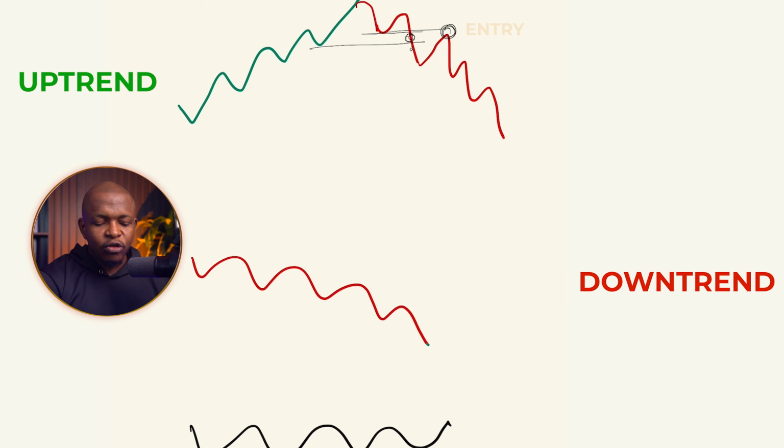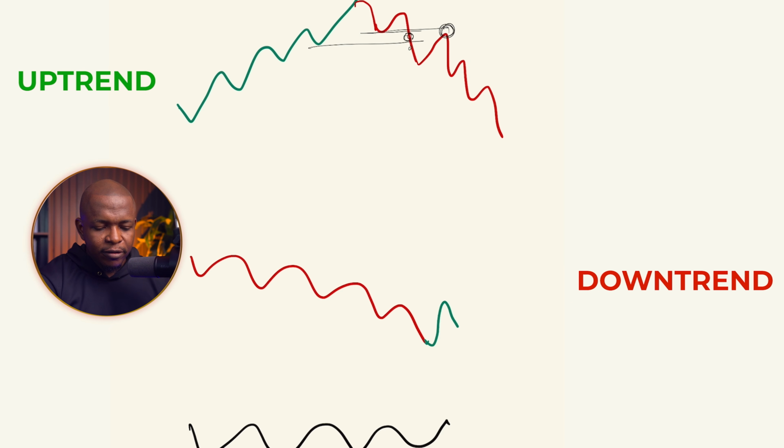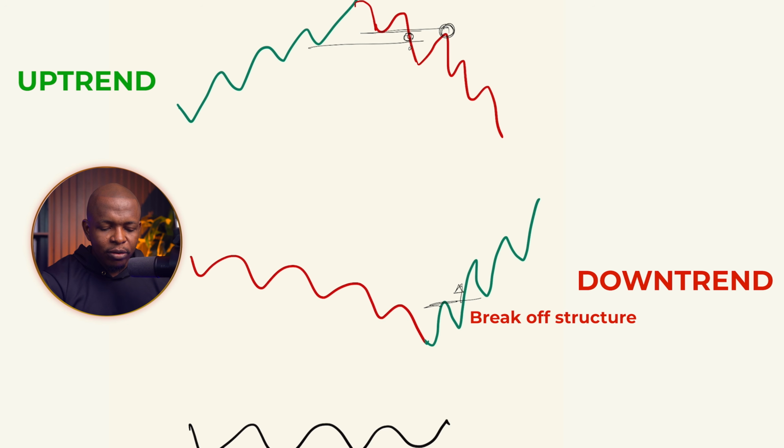The same for the downtrending market. If it does this, then we'll call this point. When it crosses this point here, we'll call it break of structure. And when it comes down to this point, this will be my entry for it to go up this way.